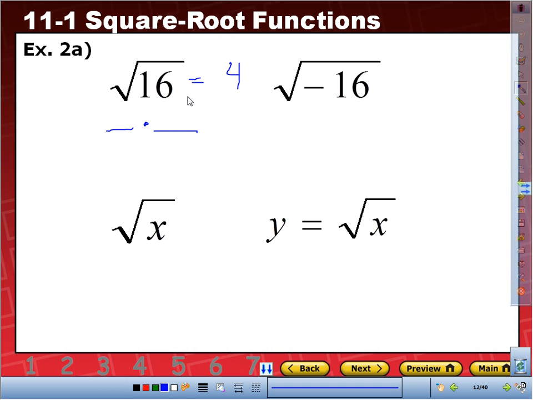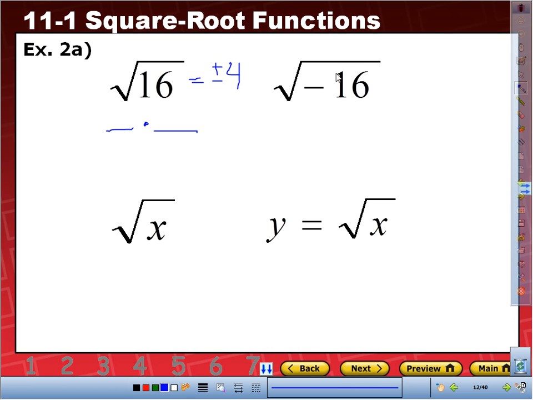4. What other number times itself gives us 16? Negative times a negative is a positive. So it's a negative 4. Therefore, the square root of 16 is plus or minus 4. Are we there? Okay.